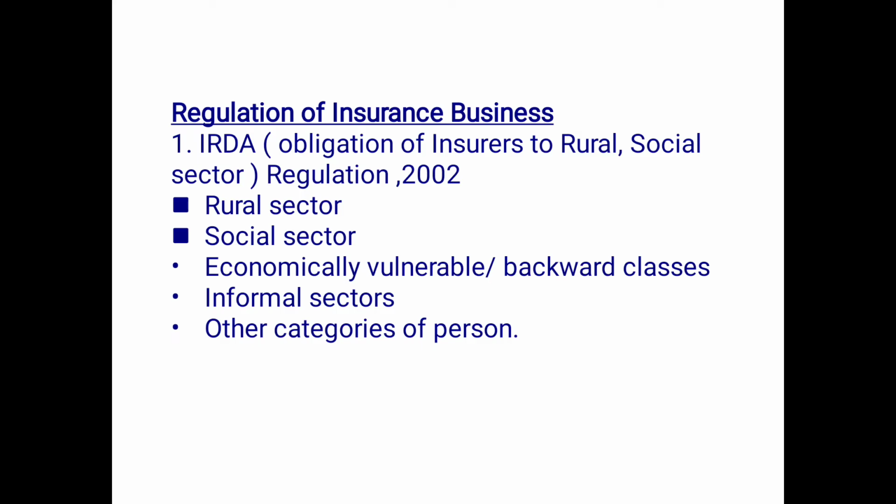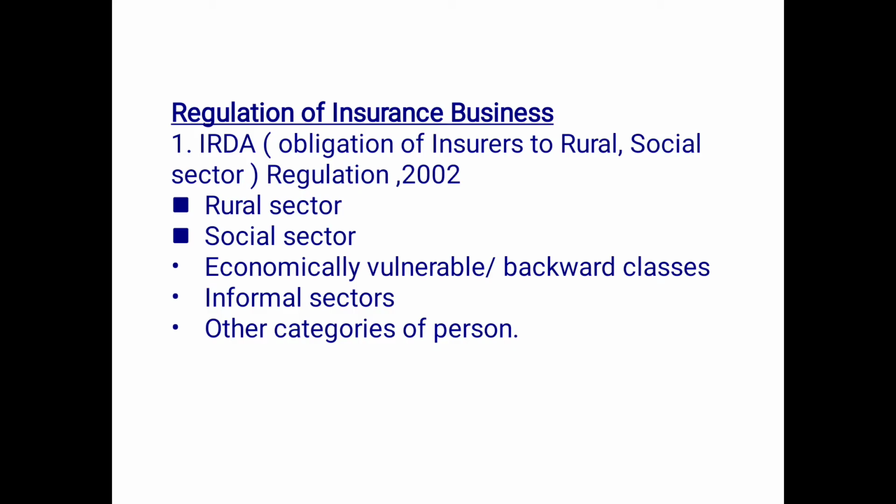First one, Regulations of Insurance Business, IRDA, Obligations of Insurer to Rural Social Sector Regulation. Rural sector shall mean any place or area classified as rural while conducting the latest decennial population census. The category of workers falling under the agriculture pursuit are cultivator, agriculturist, worker in livestock, fishing, hunting, plantation, allied activities, etc.